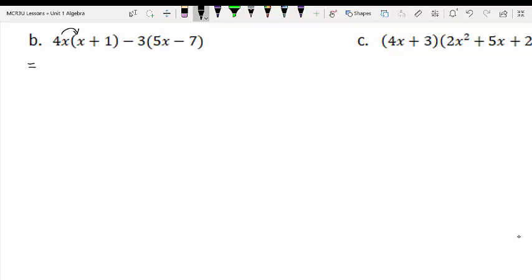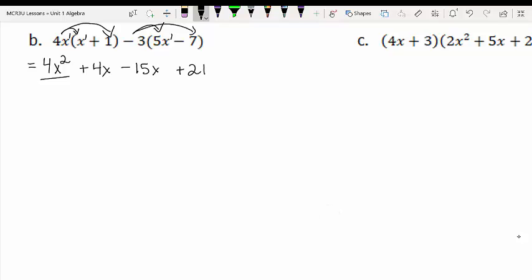4x times x, and remember these x's have little exponent 1s on them, right? If it doesn't have an exponent there, it's an exponent 1. You can write that in if that helps. So 4x times x is 4x squared. Okay, 4x times 1 is just 4x. Negative 3 times 5x is negative 15x. And negative 3 times negative 7 is positive 21.